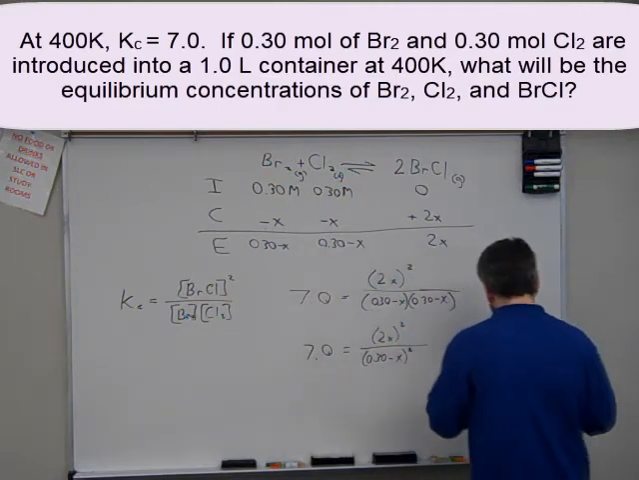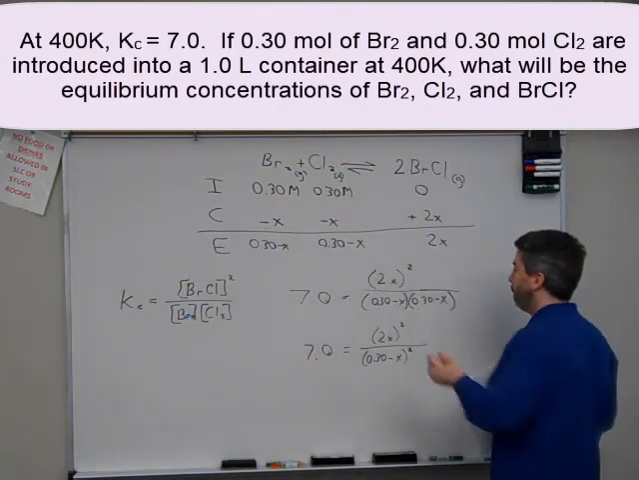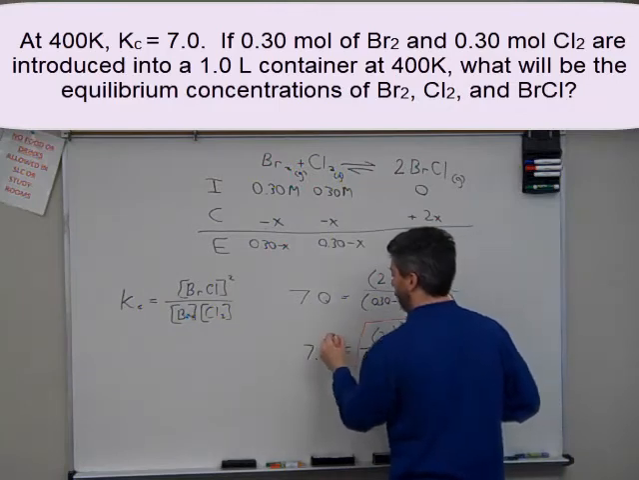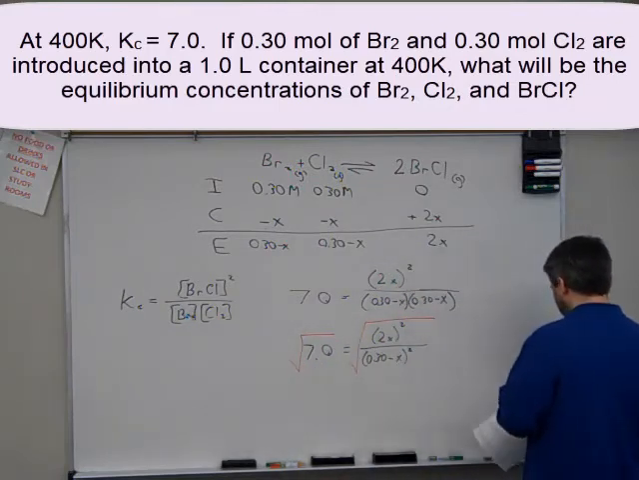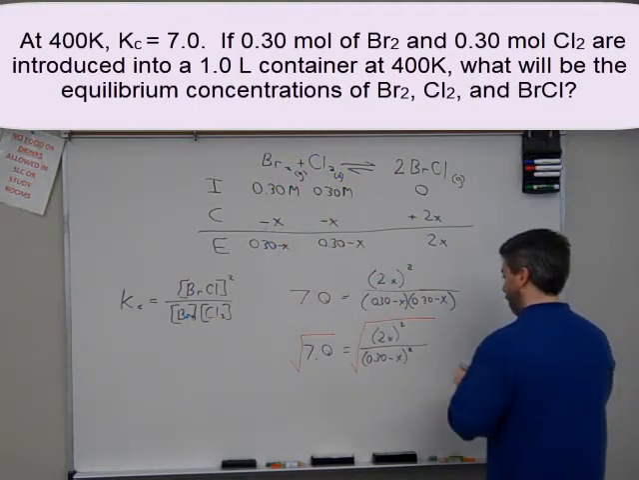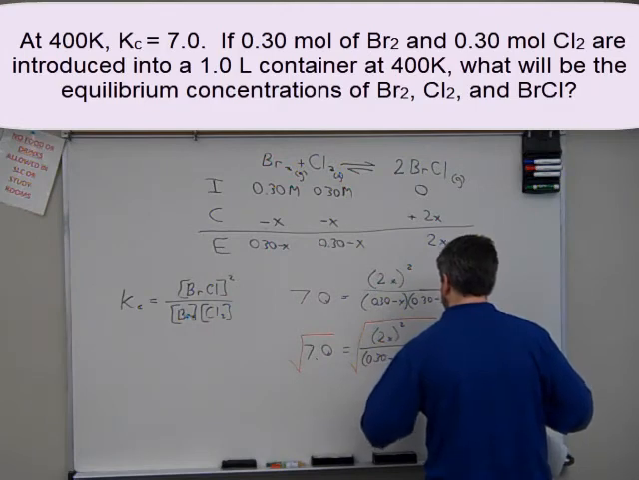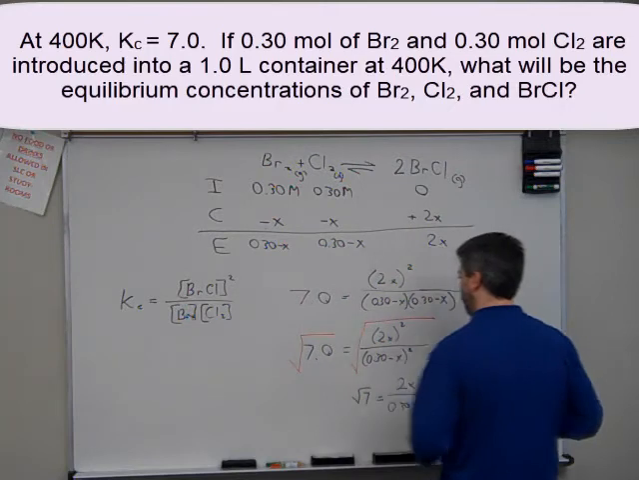Instead, we're going to do what I like to call the easy way. We're going to recognize these are both squared, so I can take the square root of both. And that gives us 2x over 0.30 minus x is equal to the square root of 7.